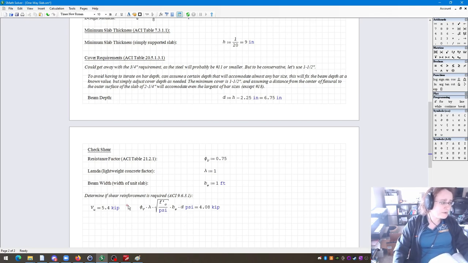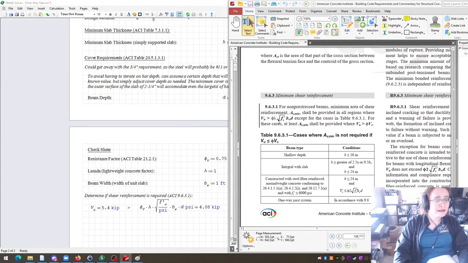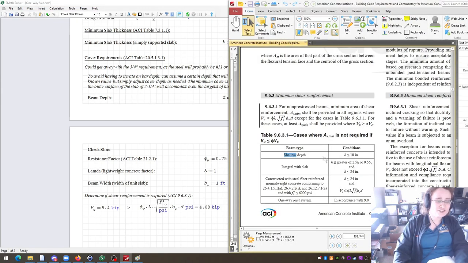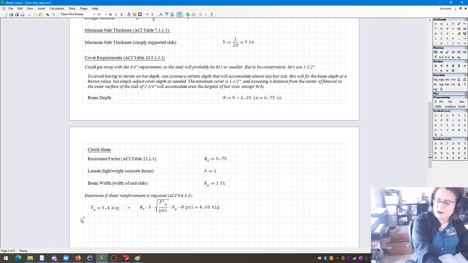Okay. Now we're seeing that F prime VU would actually be required here, because notice it states that VU greater than phi lambda squared of F prime C BWD. And in this case, AV min would be required. However, if we look here, as long as we keep our slab thickness, in other words, a shallow depth beam, less than or equal to 10 inches, we will not need shear reinforcement, which would be good because it's typically hard to fit shear reinforcement inside a reinforced concrete slab.